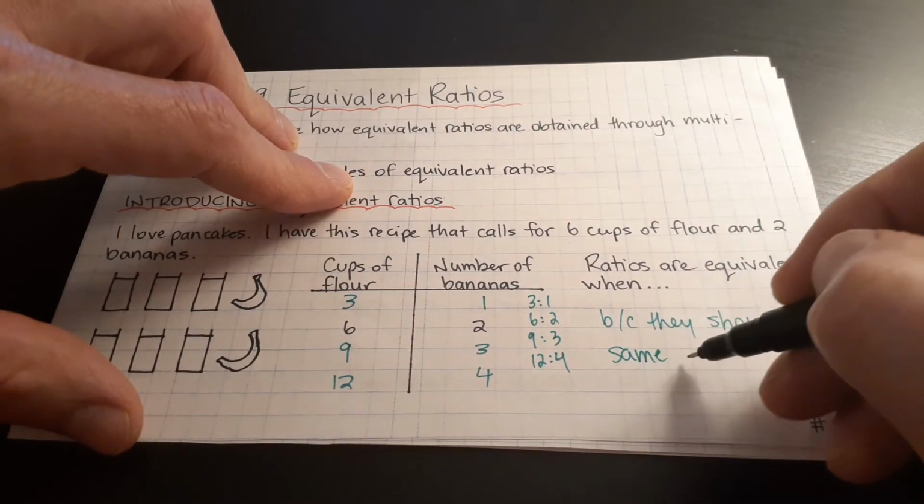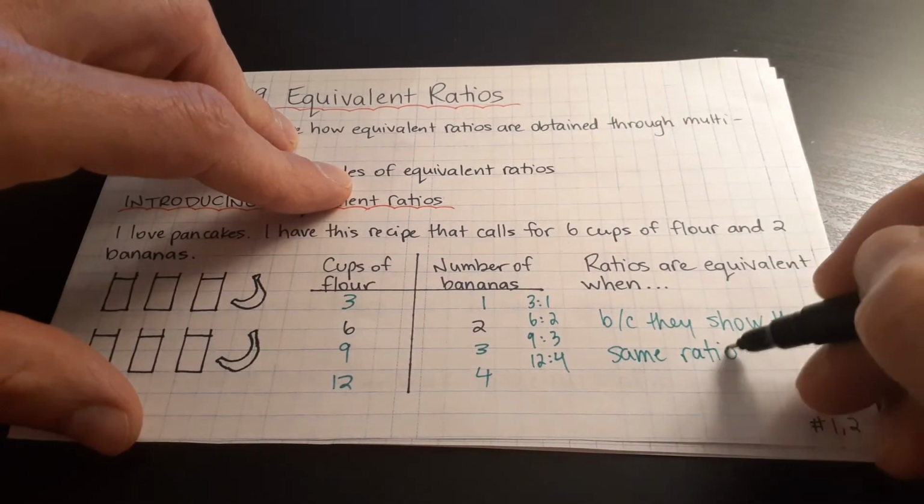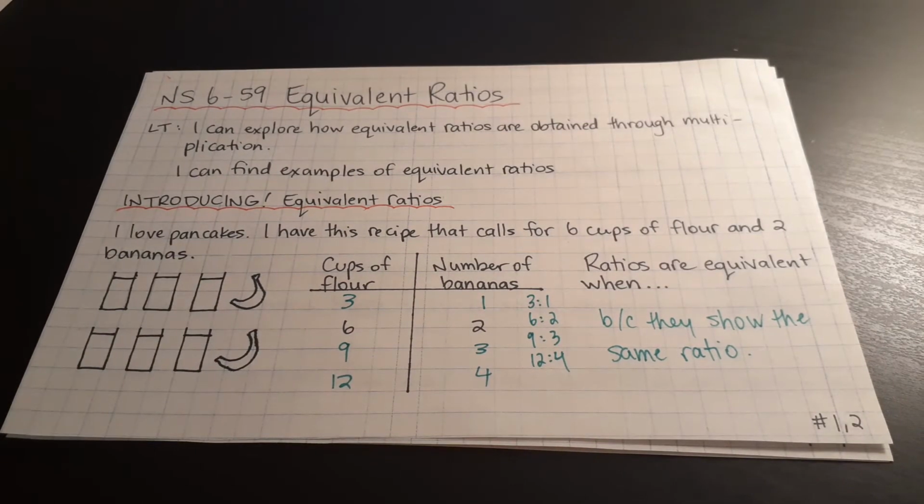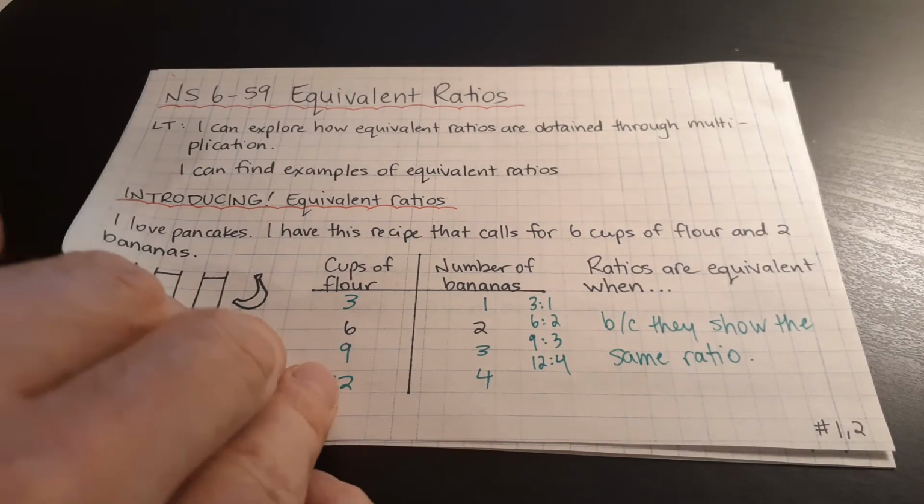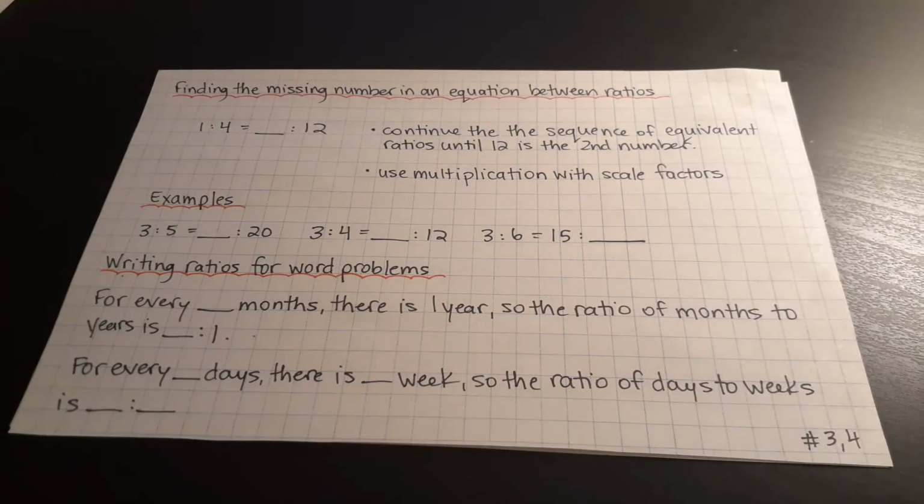So what you can do at this point is pause the video and you can work on the first 2 questions on page 117 for equivalent ratios, and then you can unpause it and pick up the stuff.